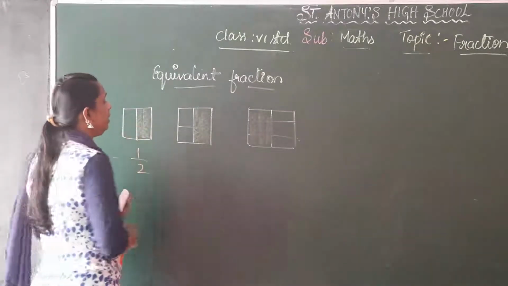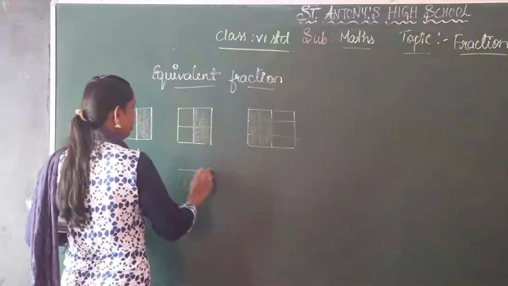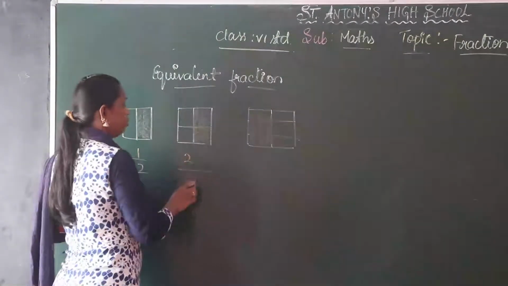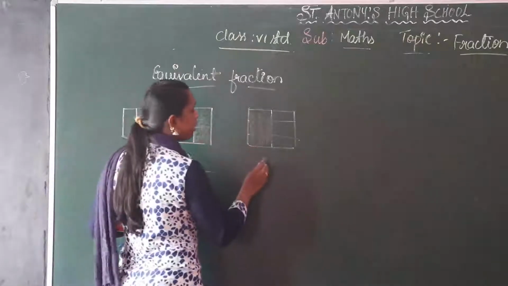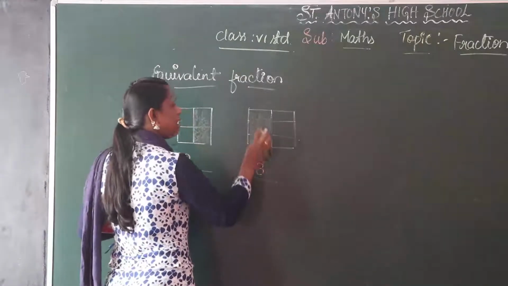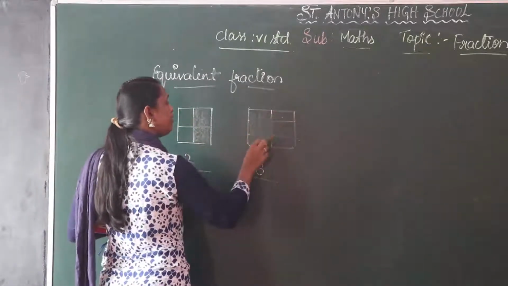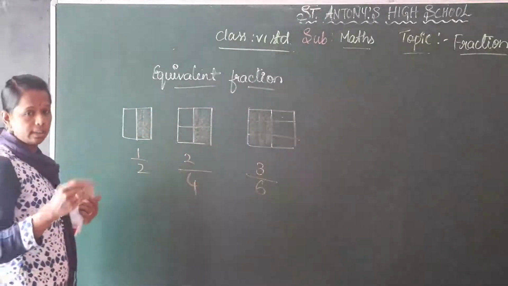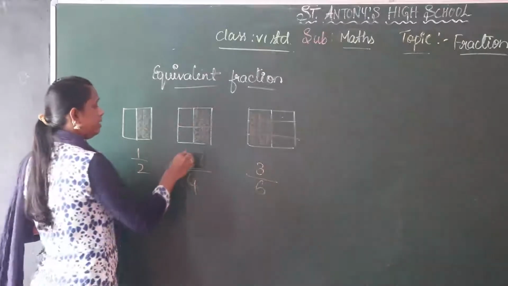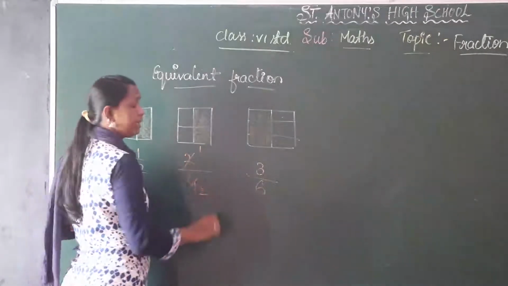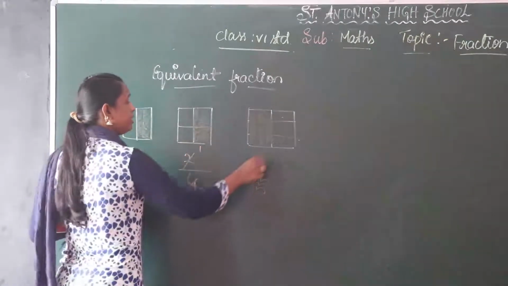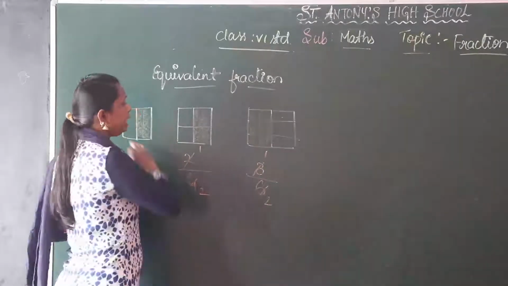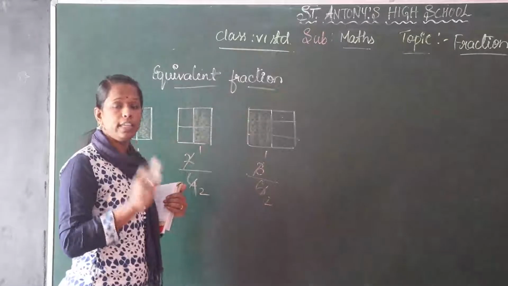1, 2. Here the total part is 4 and the shaded portion is 2, so 2 by 4. Here the shaded portion is 3 and the total part is 6: 1, 2, 3, 4, 5, 6. Children, these 3 figures are equal. How? If we divide, 2 ones are 2, 2 twos are 4, we get half. 3 ones are 3, 3 twos are 6, we can also get half. So these 3 figures are equal.